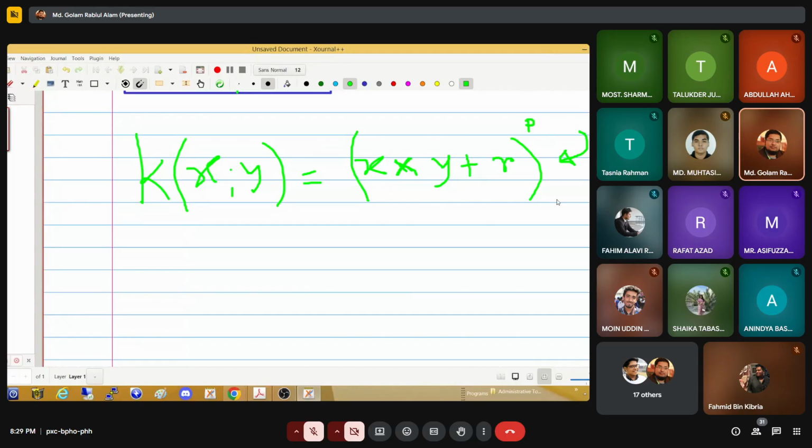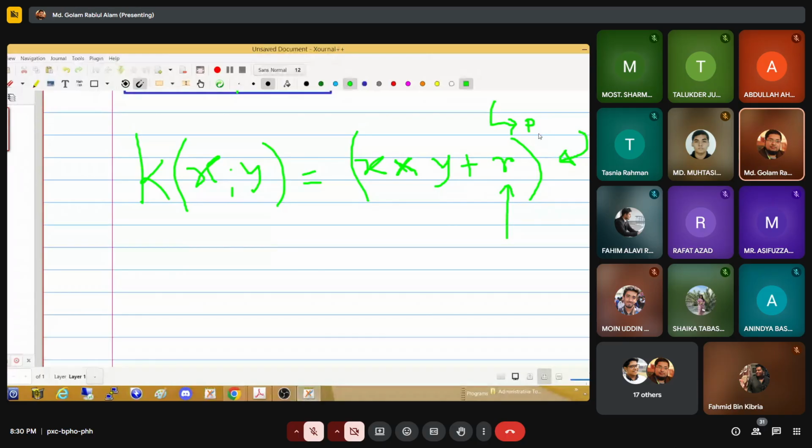So here a few hyperparameters are there. That is the value you can set, the value of r and the value of p. So p is the degree of the polynomial. That means you can think about 2-degree polynomials, 1-degree polynomial, 3-degree polynomials, or maybe 5-degree polynomials. And r is the constant. You can think of it like the line equation, the b.